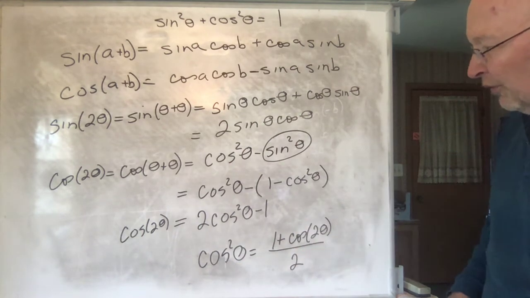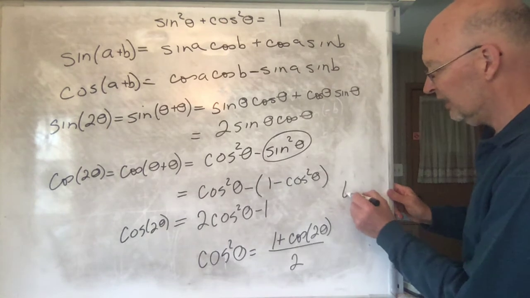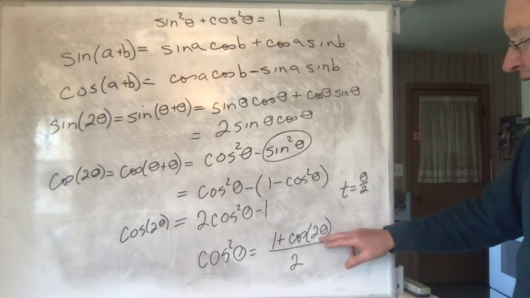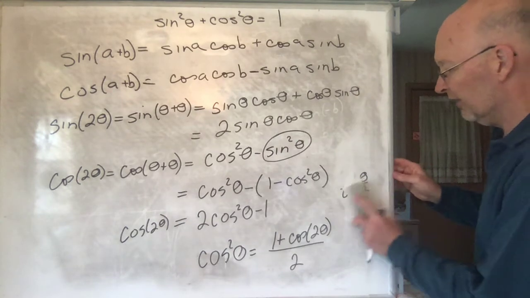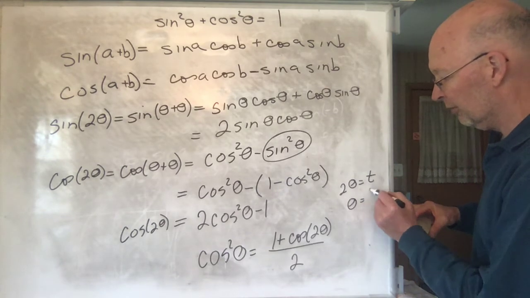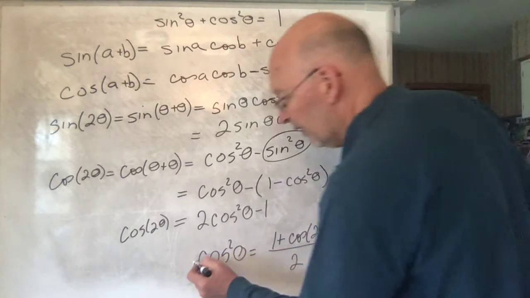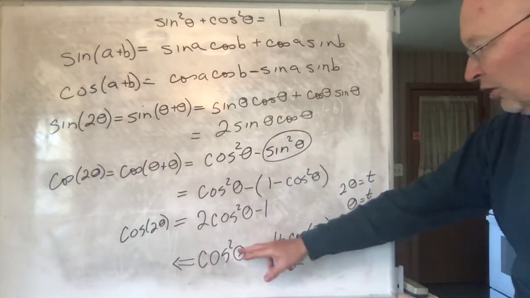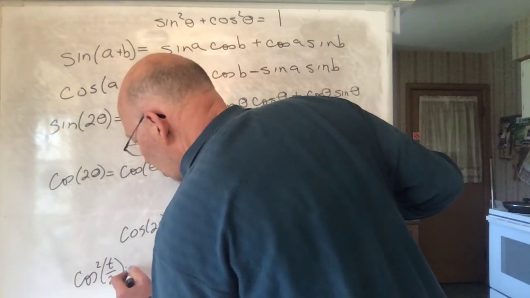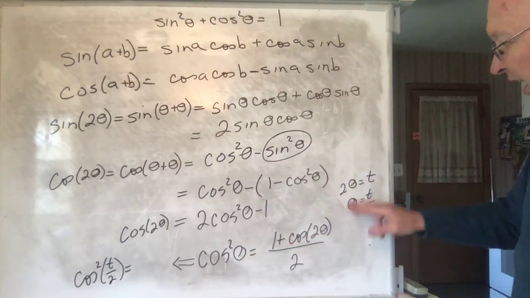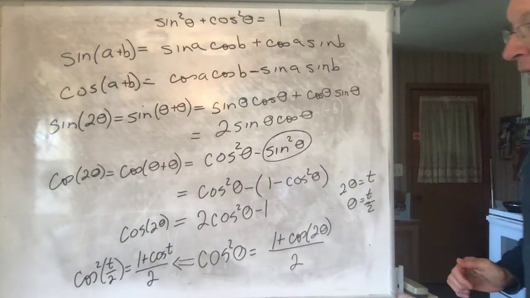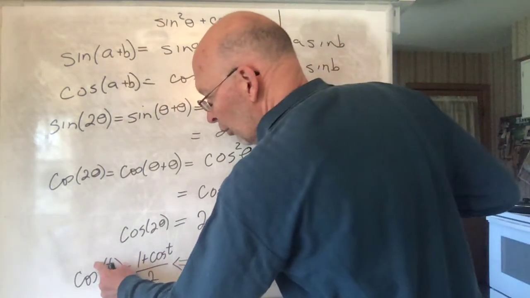So as I say, you could do the same thing to get an identity for sine squared theta, and there's all sorts of other things. I'll do just one more. If you let t be equal to theta divided by 2, or maybe here's a better way to think about it. We just let 2 theta be equal to t, then theta is going to be t over 2. And so you can rewrite this equation as what? Cosine squared of t over 2 is equal to 1 plus cosine t over 2. And then finally, running out of board space here, but I could take the square root of both sides like that.